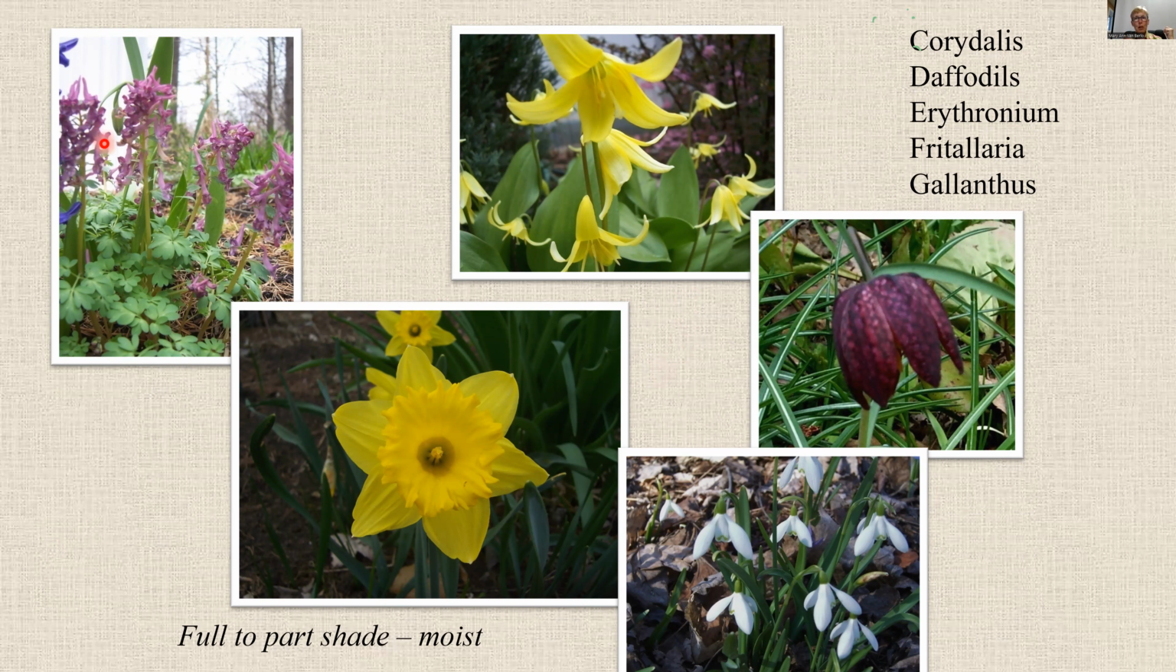So we have some corydalis, a daffodil, erythronium, and this is a relative of our trout lily. This is a cultivated form. And then, of course, we have the fritillaria. This is the guinea hen or checkered fritillaria, and galanthus, the snowdrops. And they all do well in the shade.